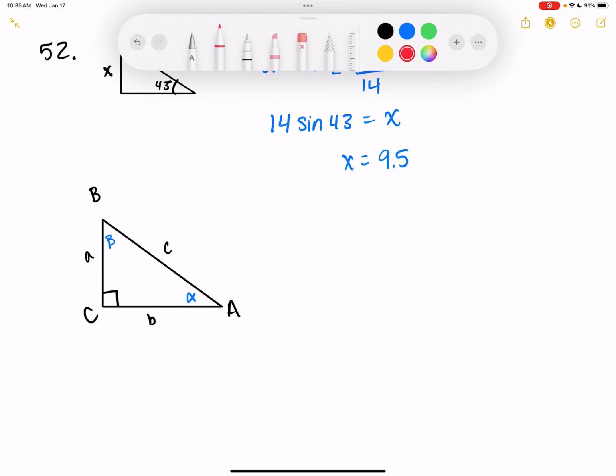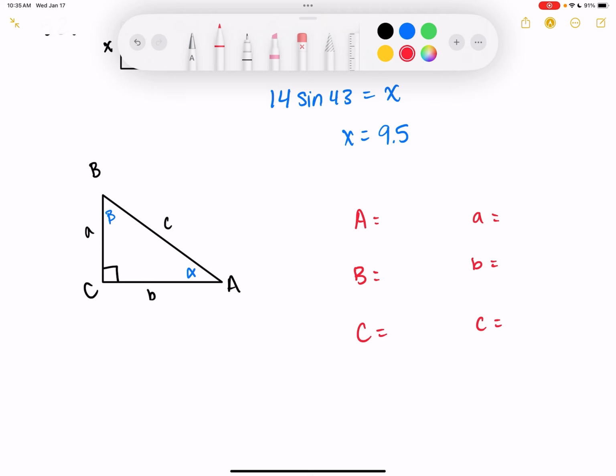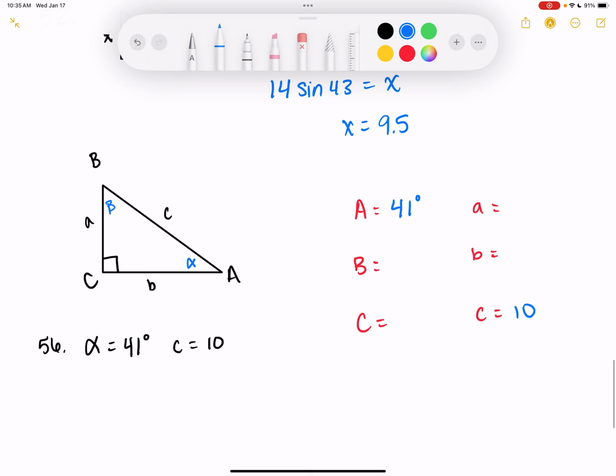So this is how I will do it: set it up like this with whatever they give me for that particular problem. They tell us in number 56 that alpha is 41 degrees and side C is 10. So then I would come over here and write in the stuff that I know. Now, I also know that angle C is 90 degrees because right triangle. I'm sure y'all already knew that.